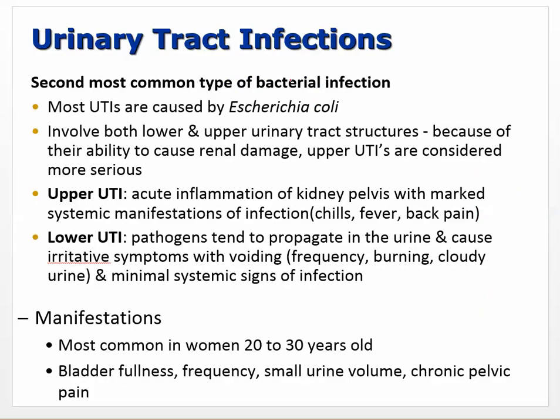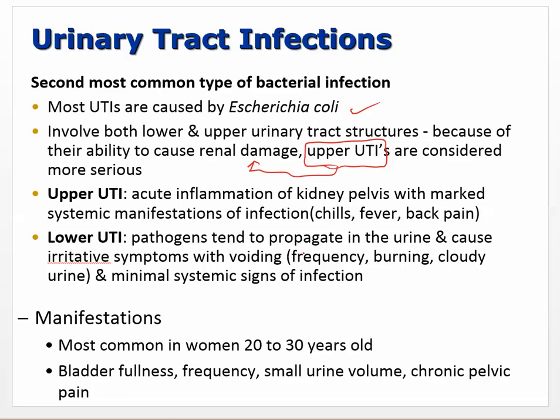Let's see. So UTI, second most common type of bacterial infection. Most are caused by E. coli, as I just mentioned, and involve both lower and upper structures because of their ability to cause renal damage. When we talk about upper, we're talking mainly about the kidneys. When we talk lower, we're talking bladder on down. So upper is affecting the kidneys, so that can cause renal damage, which tends to be worse or more lasting. So upper, inflammation of the kidney pelvis with marked systemic manifestations of infection. We'll talk about pyelonephritis, which is what we're referring to here.